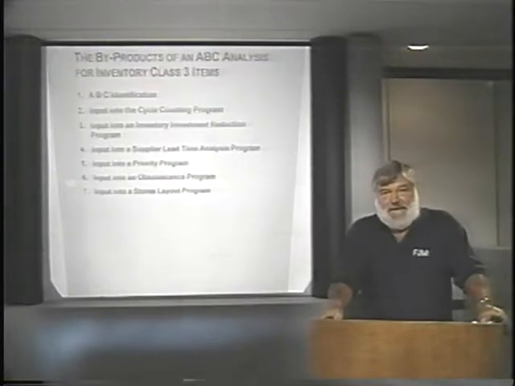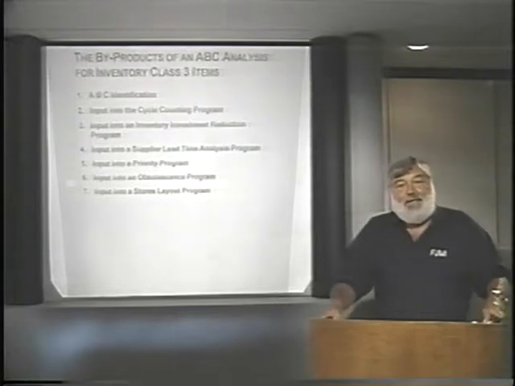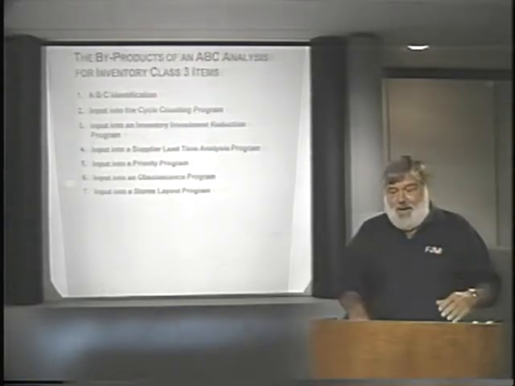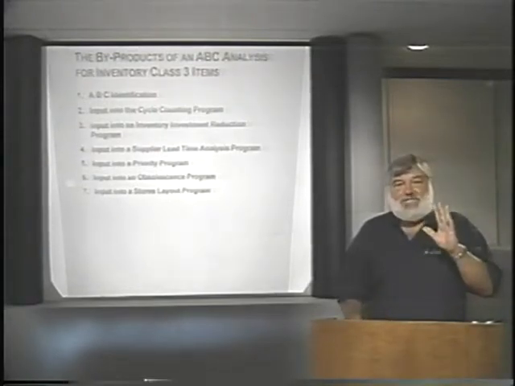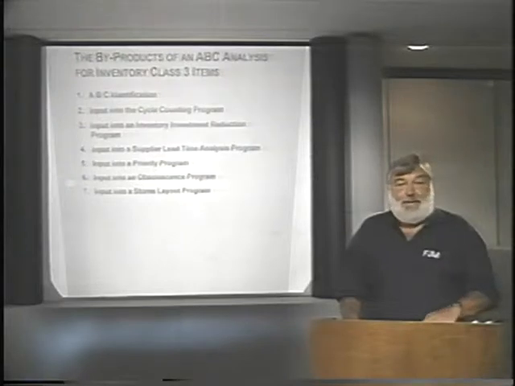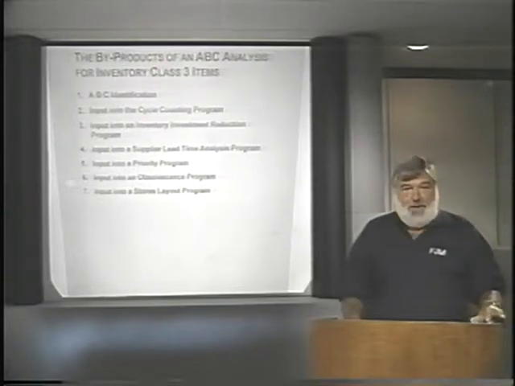Periodically, I have people ask me, Frank, can we lay out the storeroom by ABC code? Now, you notice I say input into a store's layout program, item number 7. My answer is no. Don't lay out the storeroom by ABC code. Lay the storeroom out by commodity code. That means all part numbers within a commodity or family are going to be in the same location in the storeroom. That is the most expedient way to lay out the storeroom, and it eliminates a lot of people spending a lot of time trying to find parts. All the parts for a family in the storeroom are in one general area.